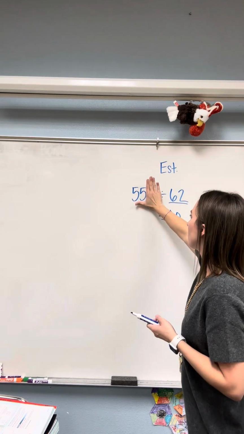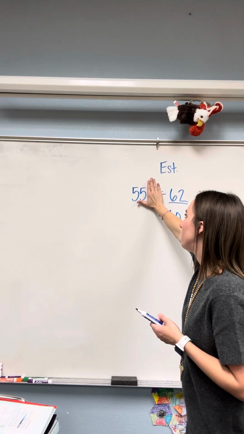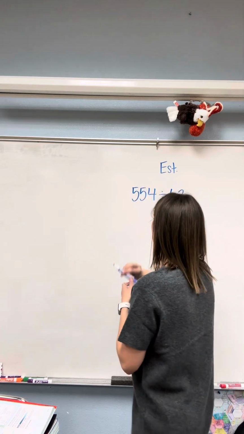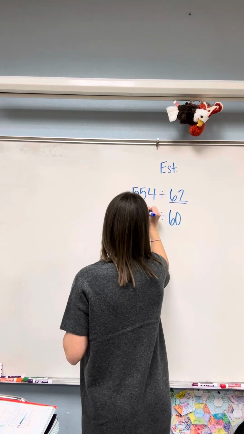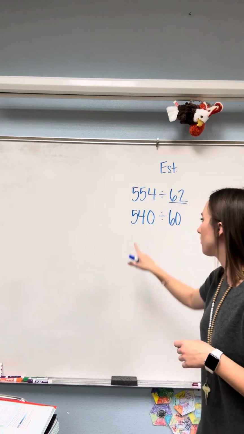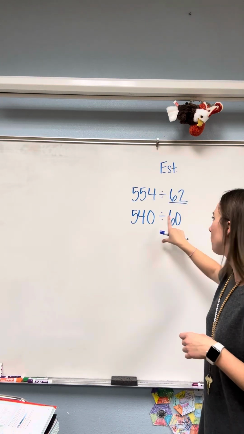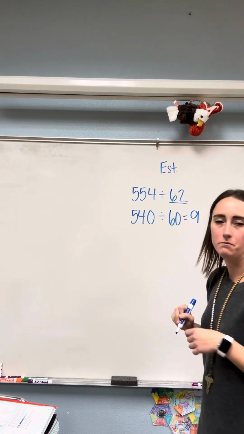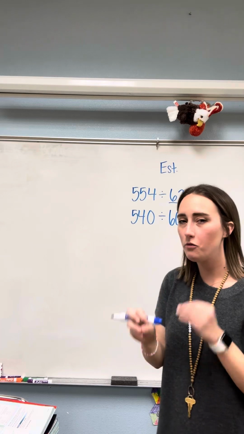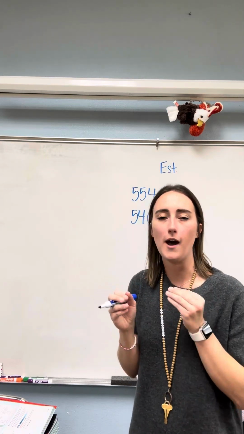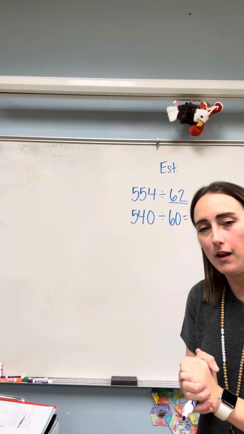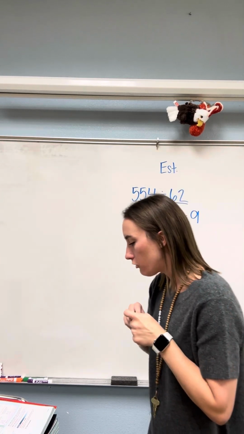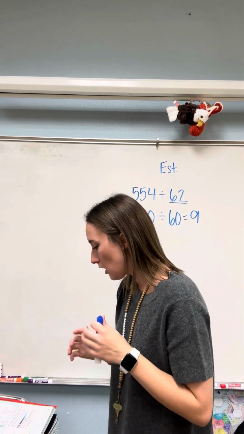Now, I'm looking at the first two numbers. What is close to 55 that's going to be divisible by 6? If you said 54, you would be correct, and then just add your 0. So now I have 54 divided by 6. What is 54 divided by 6? 9. Okay? Hopefully you're able to start seeing some of these patterns that we're doing, so that way when you're doing it independently, you'll be like, I got this. This is easy.